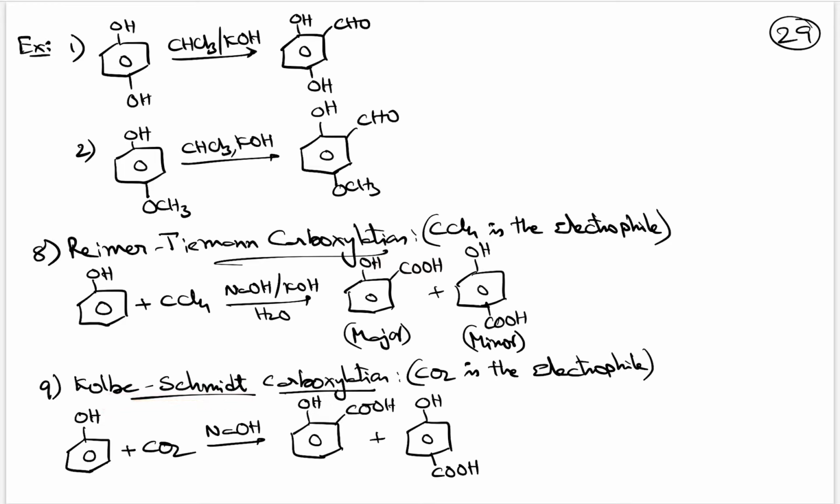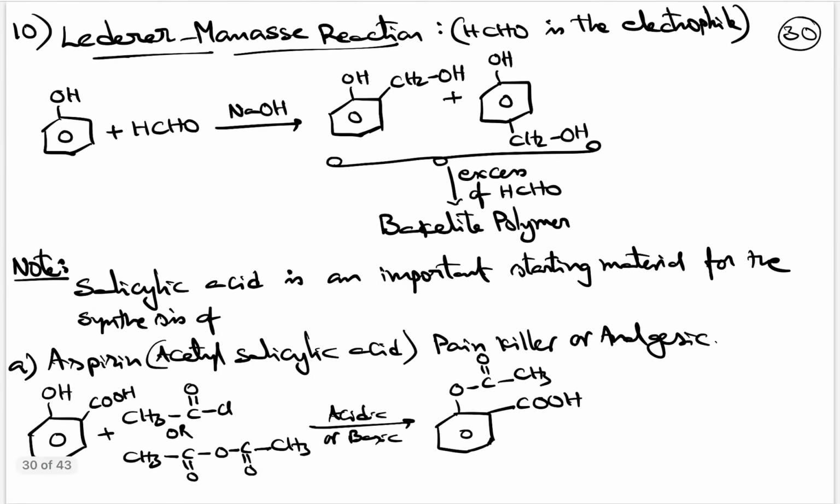Then the Kolbe-Schmidt carboxylation reaction. The purpose of this reaction is similar to the Reimer-Tiemann carboxylation reaction. Here phenol will be treated directly with carbon dioxide in presence of NaOH, followed by acidification, so you will be getting ortho and para substituted products. But the ortho product is the major one here also because of intramolecular hydrogen bonding.